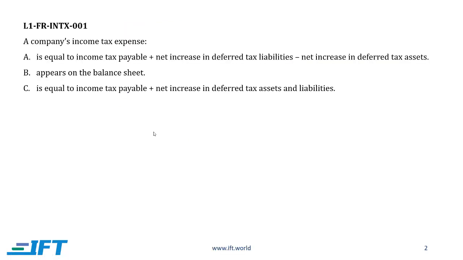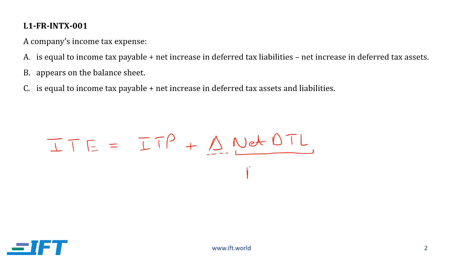Income taxes. Okay, the first question: a company's income tax expense equals to what? So income tax expense equals to what? Income tax payable plus change, this is the key word, change in net deferred tax. What do you mean by net? Deferred tax liability minus deferred tax asset.